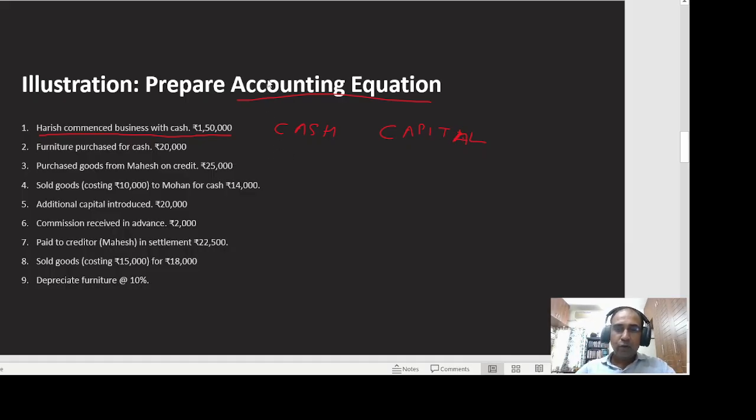So when we form the accounting equation, assets equal to liabilities plus capital, what will happen? My asset will increase. Which asset will increase? Cash. And on the other side, my capital will also increase. This will increase and this will increase. So my accounting equation will be cash 1,50,000 and capital 1,50,000. Clear, guys? Let us see how the presentation in real for this will look like.